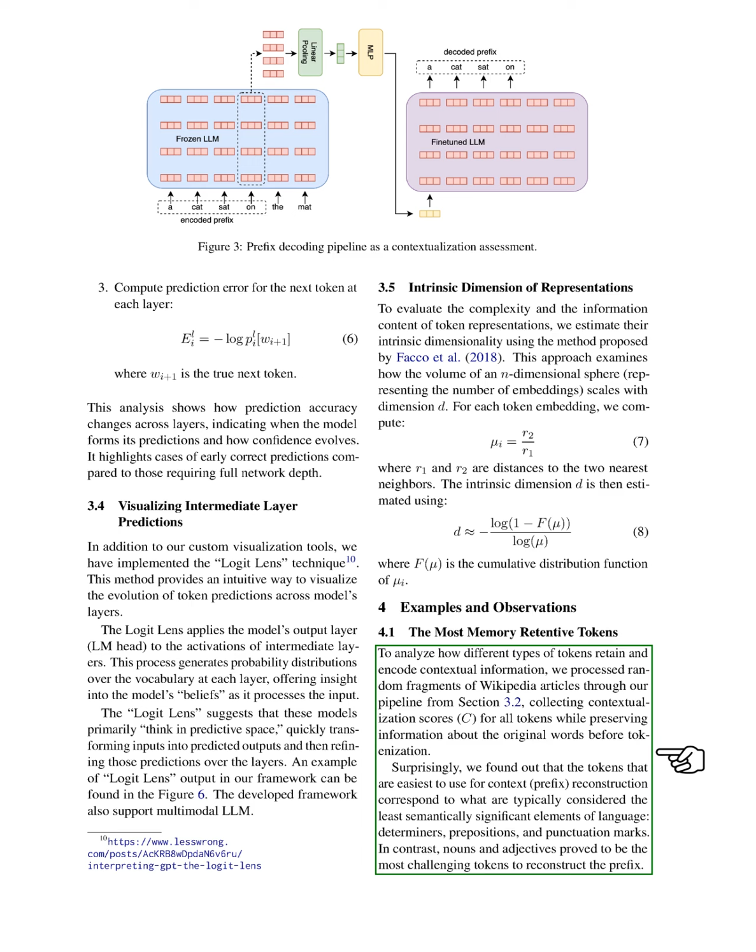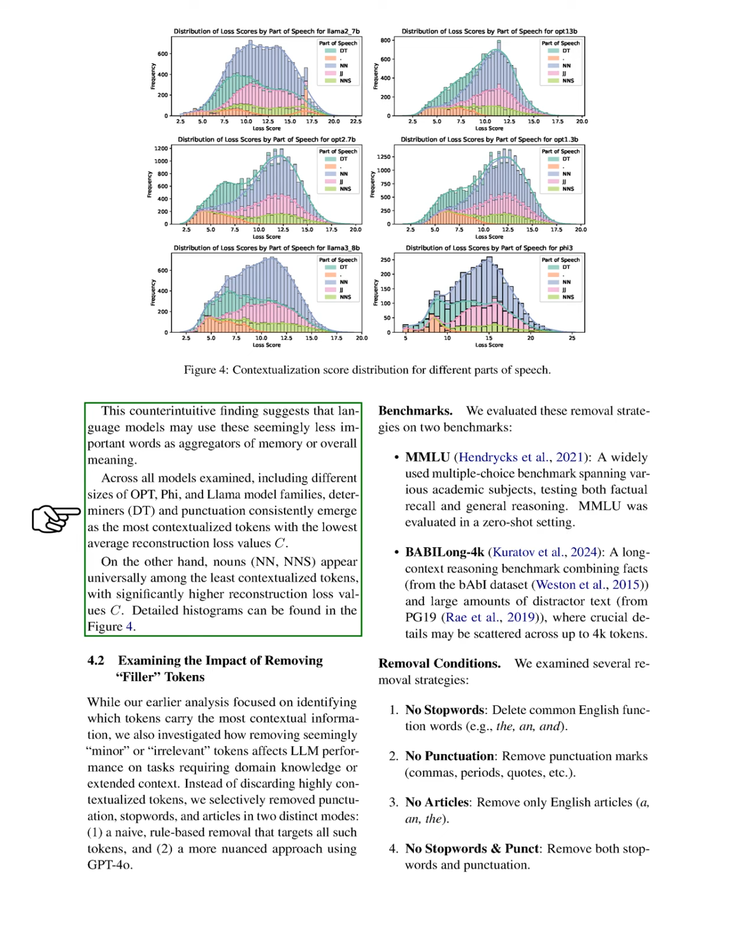Surprisingly, we discovered that the tokens most useful for reconstructing context, like prefixes, are often the least semantically significant, such as determiners, prepositions, and punctuation marks. In contrast, nouns and adjectives are more difficult to use for prefix reconstruction. This unexpected result implies that language models might rely on these seemingly minor words to aggregate memory or overall meaning.